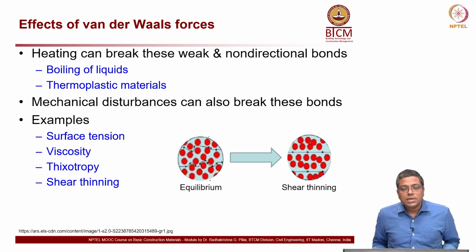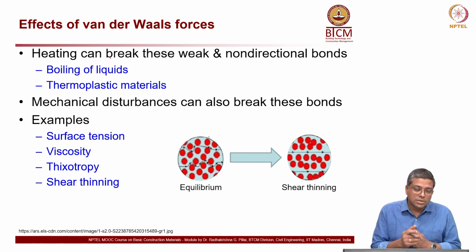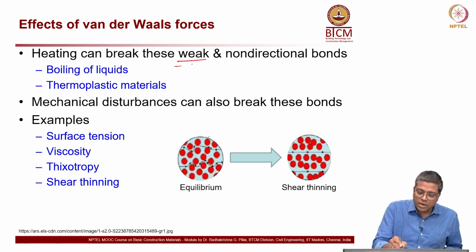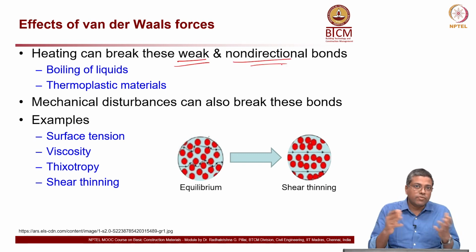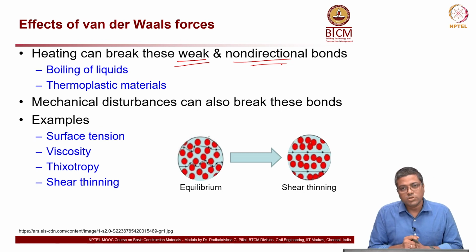Now, one thing is, when you heat any particular material, the heat energy is absorbed by the material, and when the temperature increases, there will be vibrations at the atomic level. At that time, the first bonds which will break are the weakest bonds, like weak and non-directional bonds, and mostly those are the van der Waals bonds.